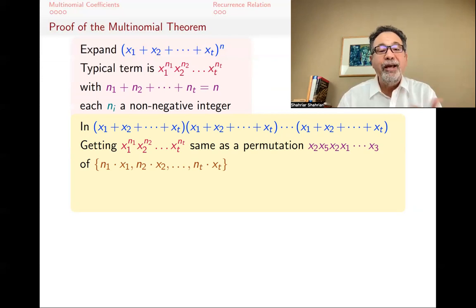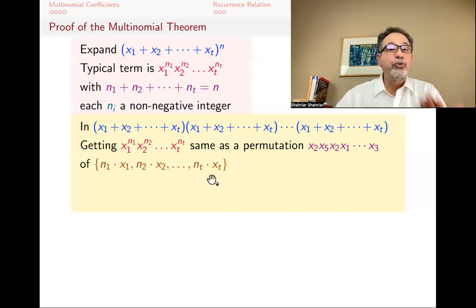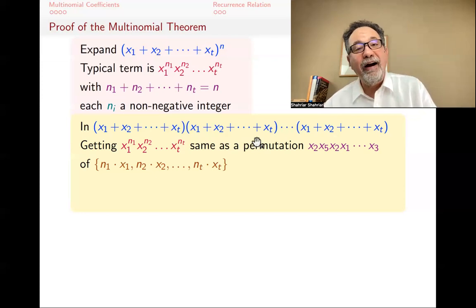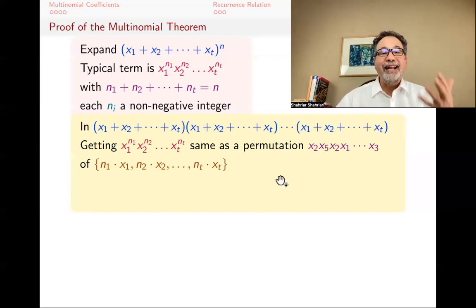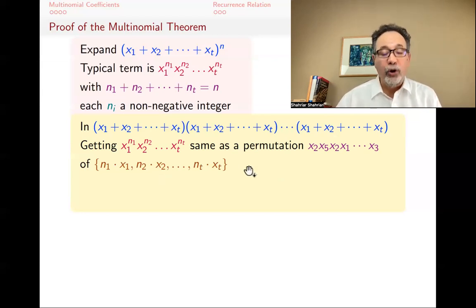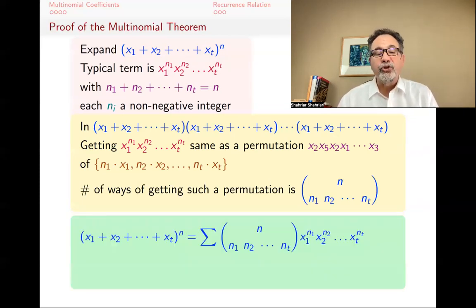And as soon as I have a permutation of them, I've told you how to pick from which parentheses which one of these xi's to get x1 to the n1, x2 to the n2, and xt to the nt. So there's a one-to-one correspondence. Every time I get that term, I've got a permutation of this multiset, and every time you give me a permutation of this multiset, I get a recipe for how to find a term of this form. So the number of ways that I get x1 to the n1 through xt to the nt is the same as the number of permutations of this multiset, and we already have seen that that's a multinomial coefficient, and so that works, and that is the coefficient.